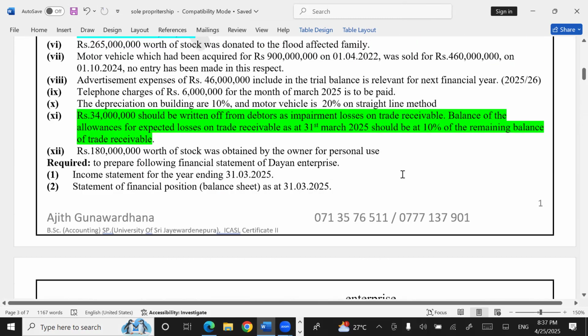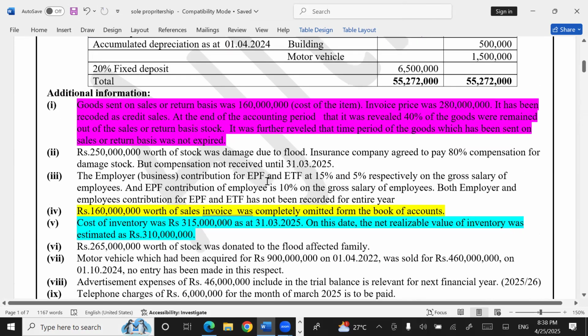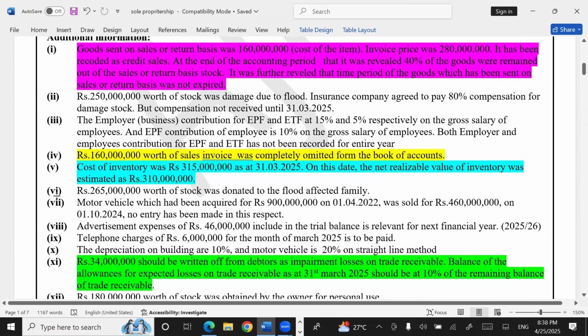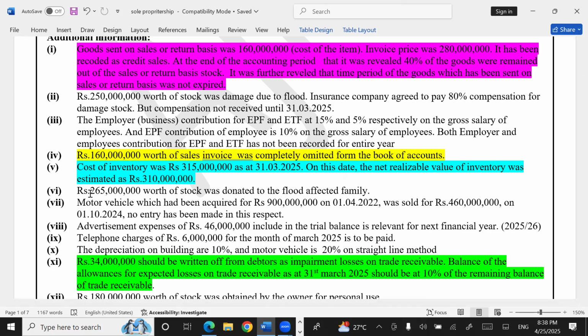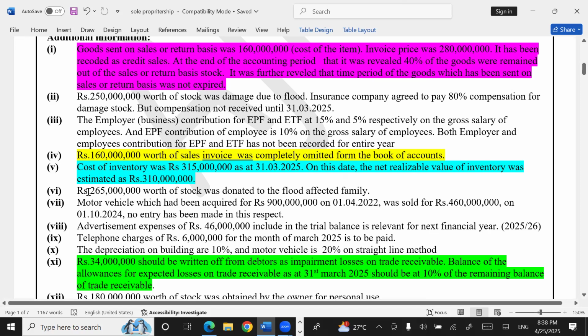Right thing, other adjustments should be done. Then think additional 6 also. Additional 6 has given donation. Stock donation. Double entry: donation account debit, purchase account credit. Therefore, donation should be recorded under other expense as well as stock donation should be recorded under cost of sales calculation also. 265.